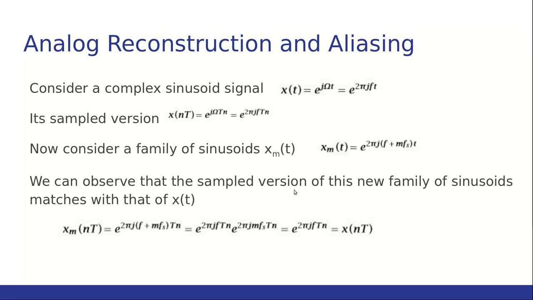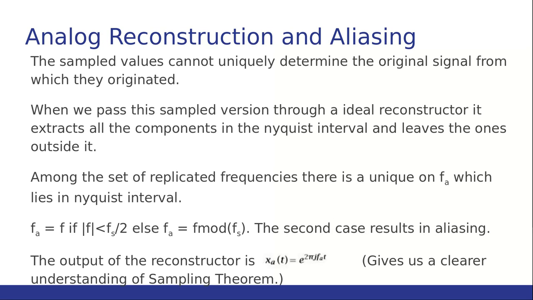So on careful observation, we find that the sampled version of the new family of sinusoids matches that of x(t), that is, x_m(nT) is equal to x(nT). The sampled signal is the same for both, even when the original signals are different. These signals are aliased, so the sampled values cannot uniquely determine the original signal from which they originated.